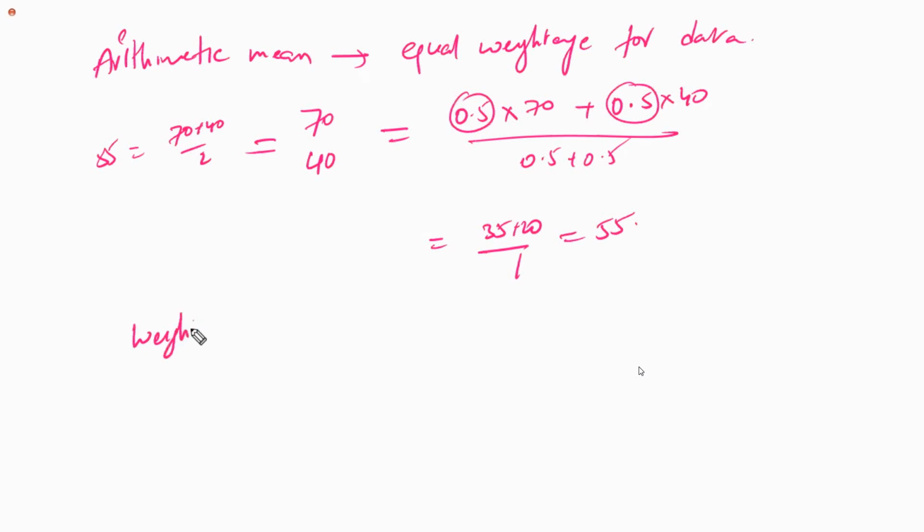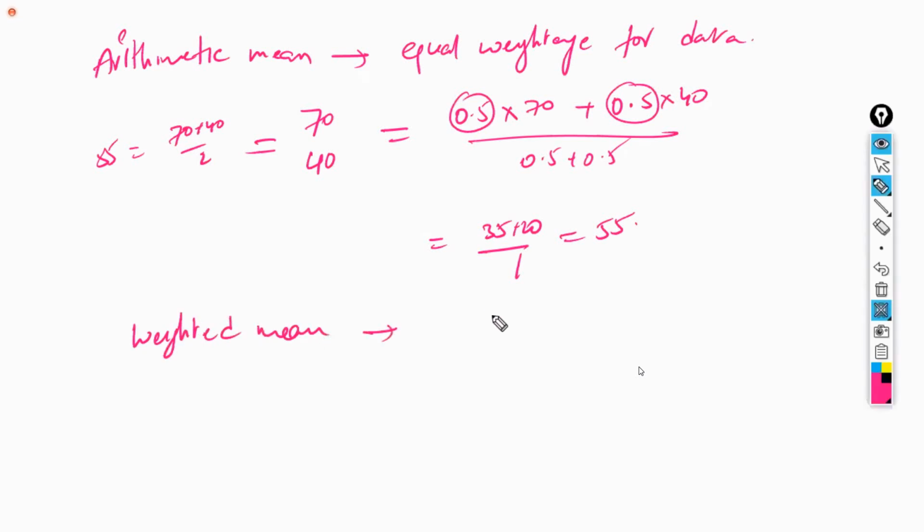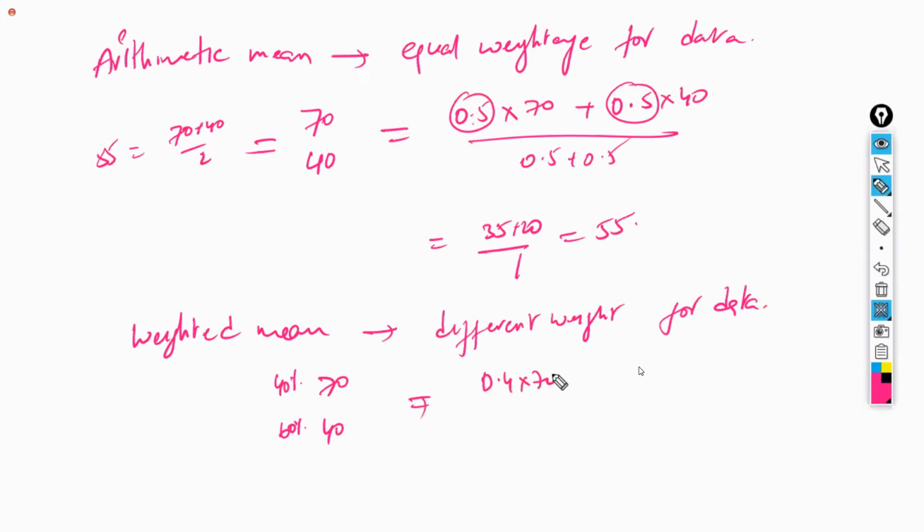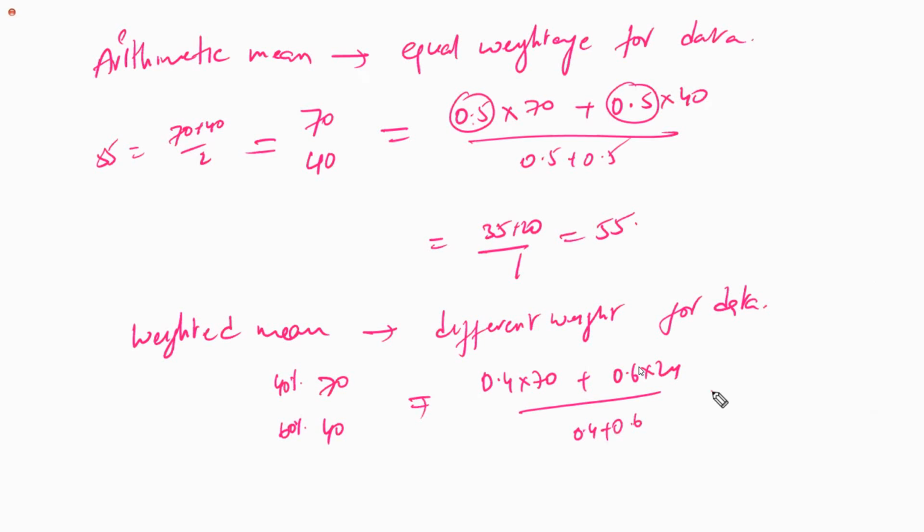What is weighted mean? It means having different weightages. Data points are having different weightages for values. Different weights for values is called as weighted mean. So for example, 70 and 40, this one you are considering 40% as the weightage and this one 60% weightage. Means you can't multiply 0.5, 0.5, right? Same weightage, not right? Different weightages. So 0.4 into 70 plus 0.6 into 40, divided by 0.4 plus 0.6, which is equivalent to 52. This is your weighted mean.